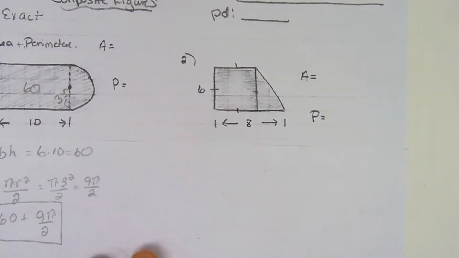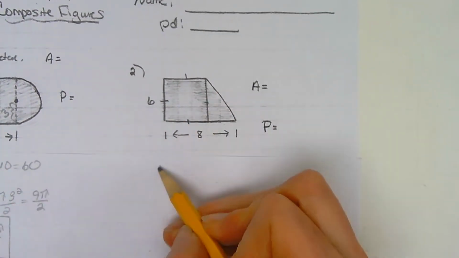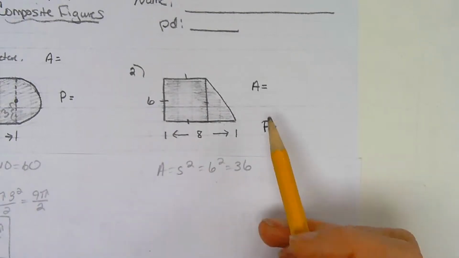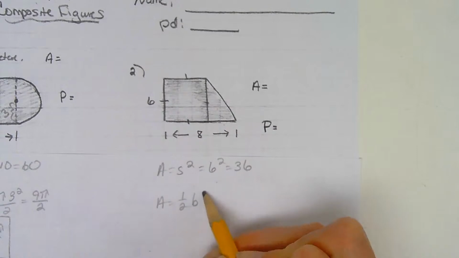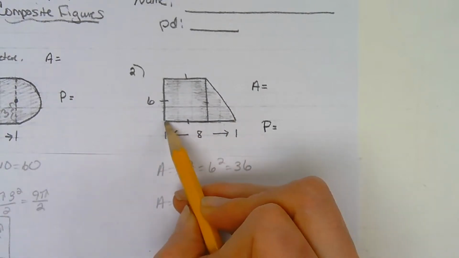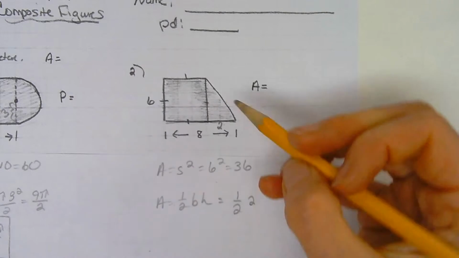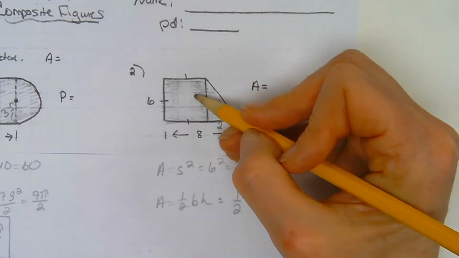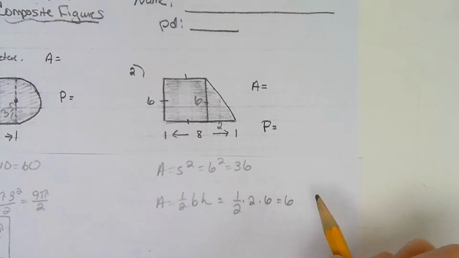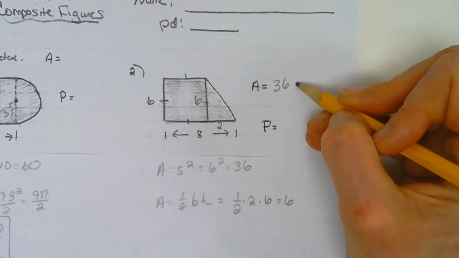Okay, number 2. This is a composite figure. We have a square and a triangle. The area of the square is equal to s squared, and that's 6 squared, so that's 36. And the area of the triangle is equal to 1/2 base times the height. So if this whole side is 8, and this part of the side is 6, then this is 2. So the base of the triangle is 2, and the height is the same side as the square, so that's 6. So it's 1/2 times 2 times 6, and that just equals 6. So the area of the triangle is 6. So we can add 36 plus the area of the triangle is 6, that's 42.